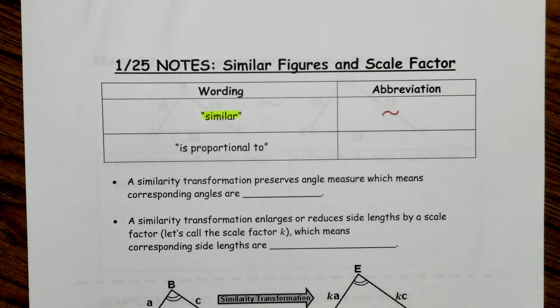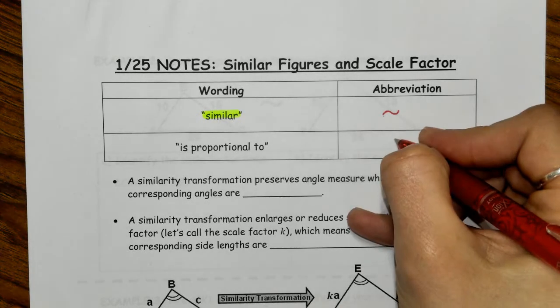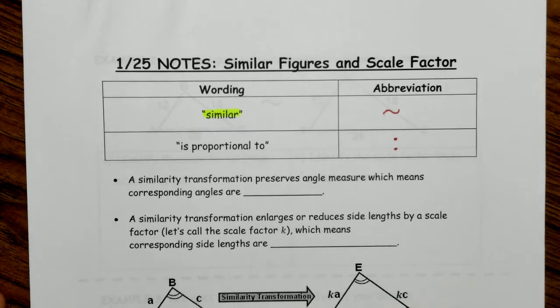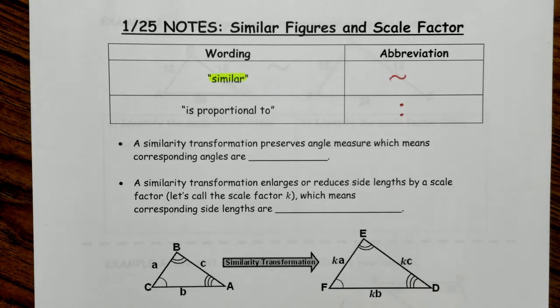Okay. The symbol, the abbreviation for is proportional to is just going to simply be a colon, 2 dots. Okay, and you'll see this throughout the notes. We'll go a little bit further here.